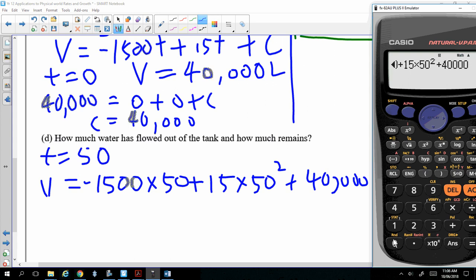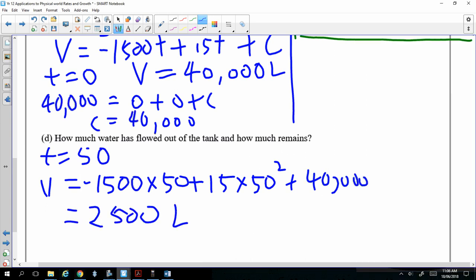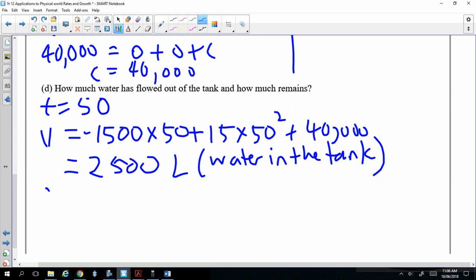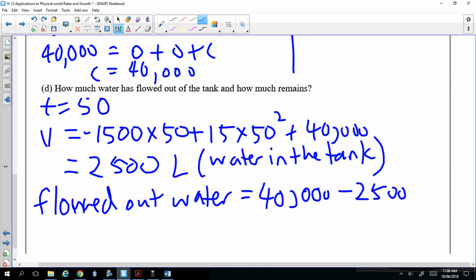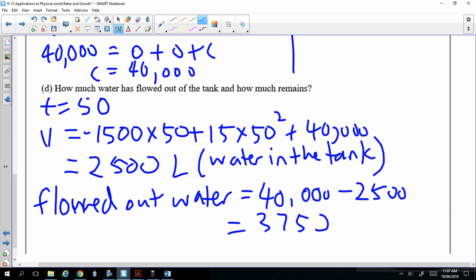Is that the answer to the question? No, remember, what does V stand for? Water in the tank. We want to find out how much water flows out. So we have to subtract. So you have to read the question very carefully. So the water flowed out must be 40,000 minus 2,500. That gives you the amount of water flowed out. So that will be 37,500. That much water flowed out. So that 2,500 is actually how much remains in the tank. Okay. So you have to read the context very carefully.